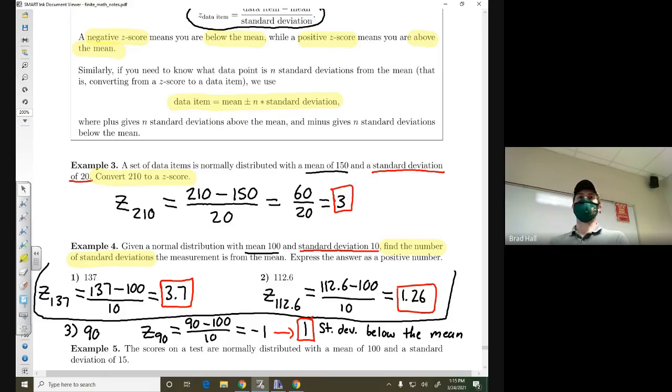Because standard deviation, again, cannot be negative. So we're looking at the magnitude of the z-score. And magnitude just means if there's a negative, just get rid of it. For absolute value, in other words.